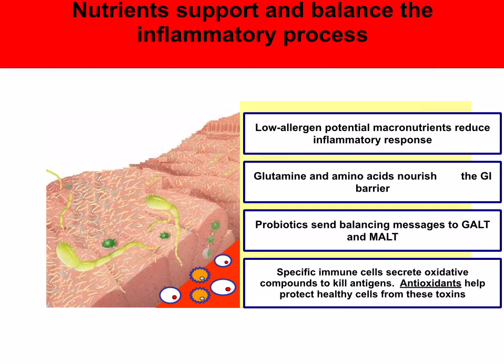Low allergy nutrients will reduce the triggering of inflammation in the gut, while specific amino acids and minerals nourish the gastrointestinal barrier. Probiotics will balance the activity of the lymphoid tissue, while antioxidants help to protect healthy cells from oxidative stress.